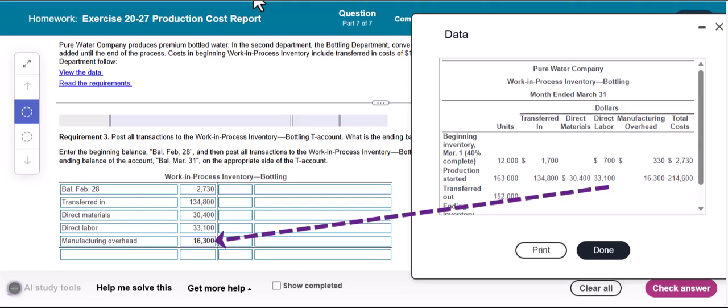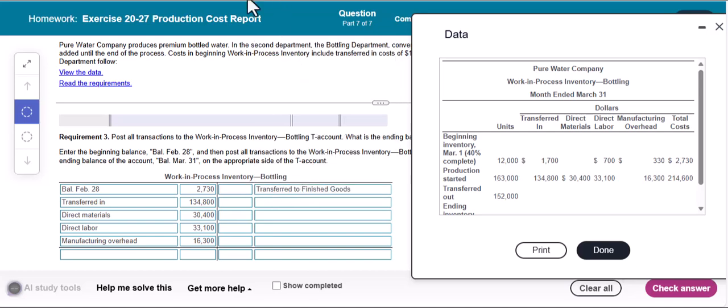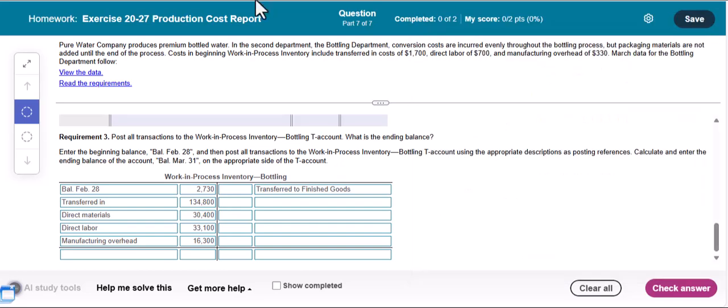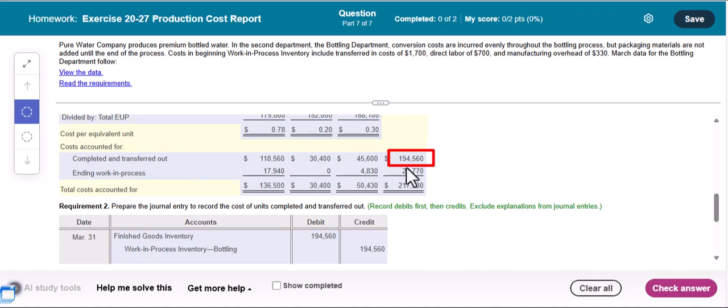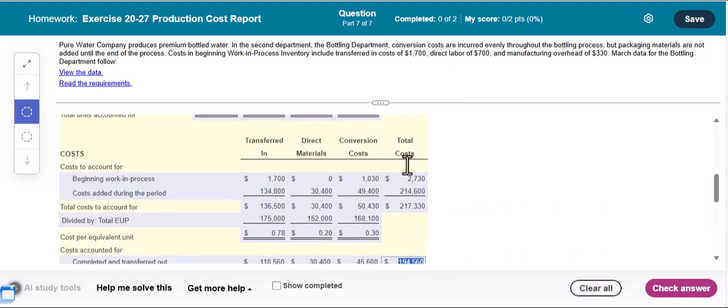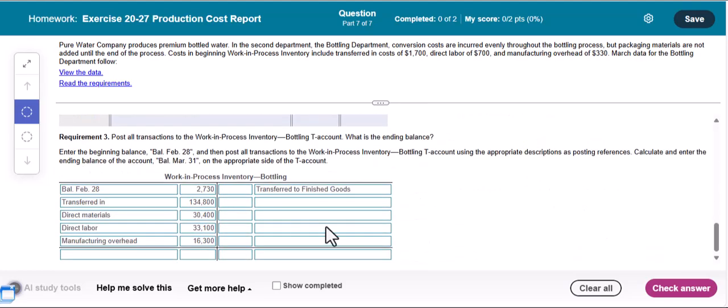And then on this side here, we need the cost of the unit transferred out to finished goods. And we get that number, we scroll up here, from here completed and transferred out, it's that total cost of 194,560. And you scroll up a little further to see that's the total cost here of that completed and transferred out. And that's going to go here on the right side of our T account to lower the work in process inventory bottling, because again it's going into the finished goods.